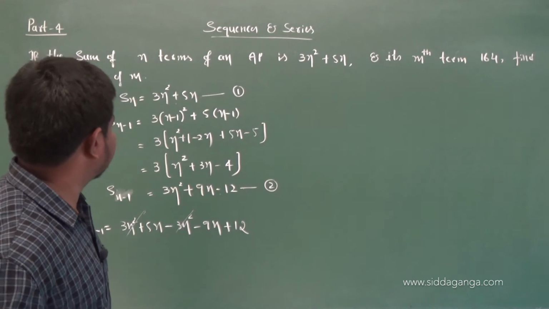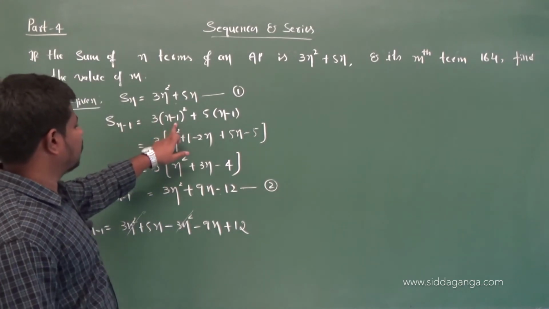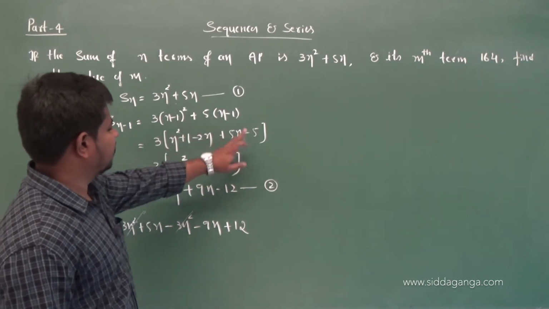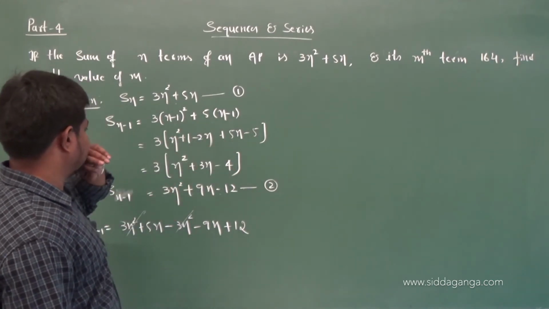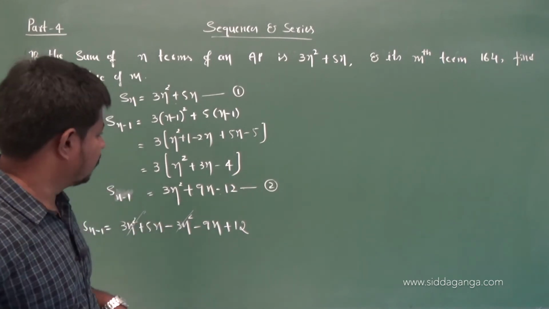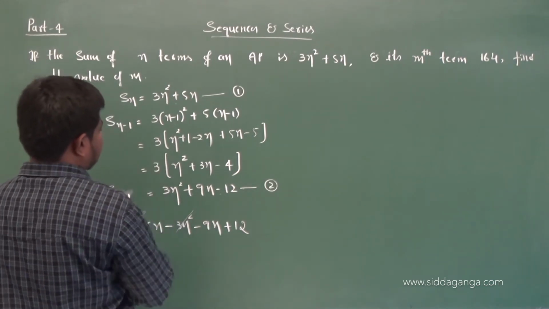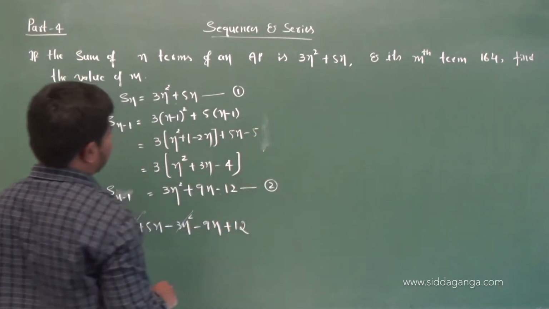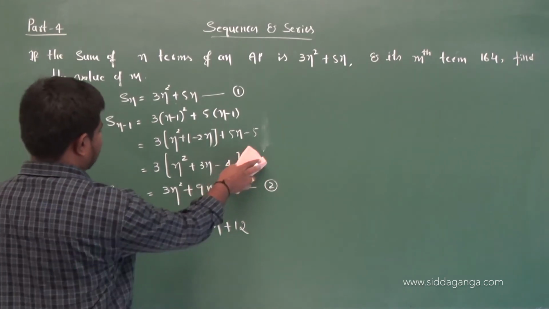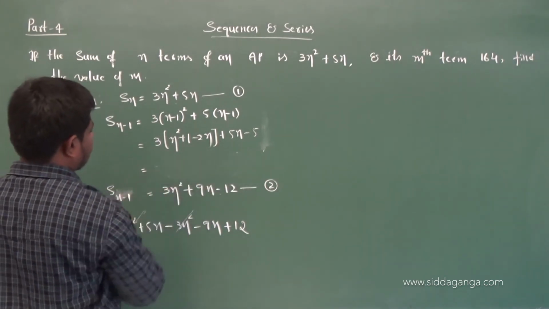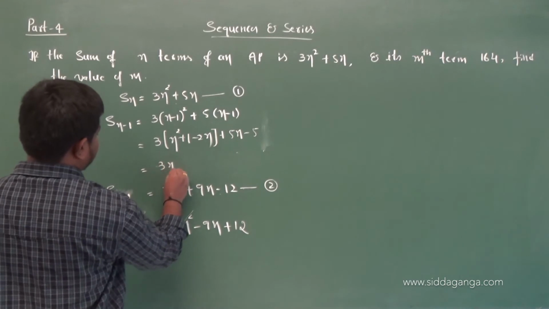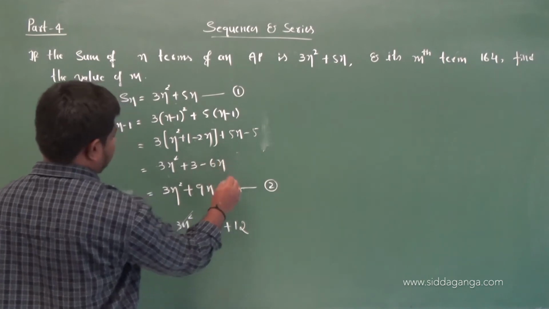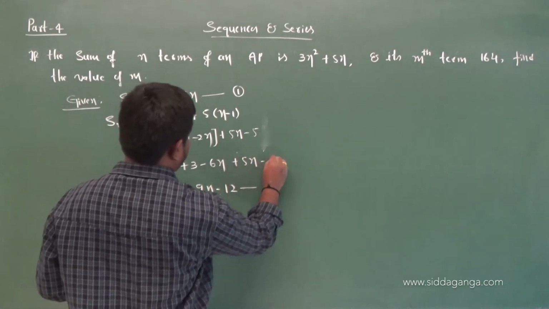Yes, 3n square plus 5n, 3 into (n minus 1) whole square plus 5 into (n minus 1), okay, minus 2n, 5n minus 5. Oh, sorry, here 3 is only for this, okay, 5 into (n minus 1). Now we get what? So 3n square plus 3 minus 6n, plus 5n minus 5.